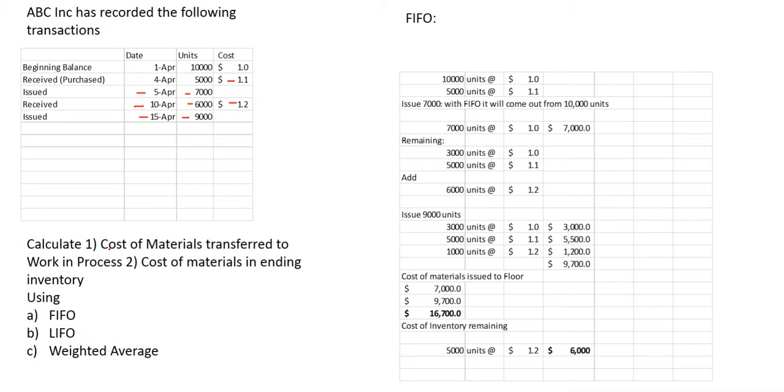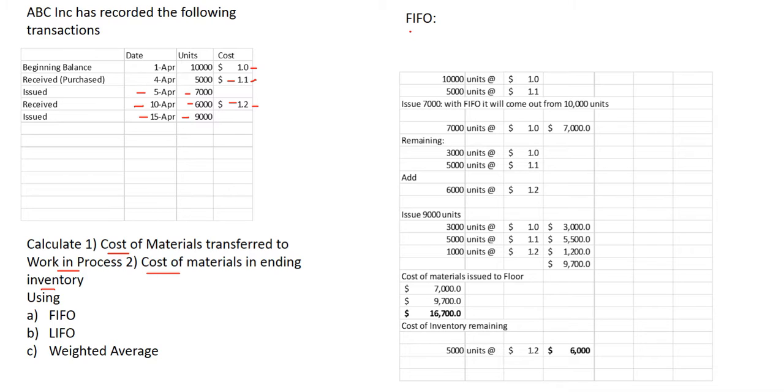Now we need to calculate the cost of materials transferred to work in process, and the cost of materials in the ending inventory. In order to do that, since the costs are different, 1.1 and 1.2, we need to identify which units we are shipping to the production floor and which units are staying in the inventory.